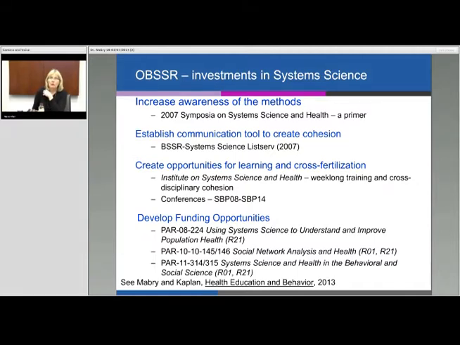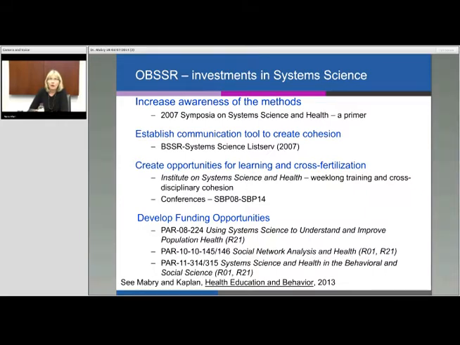So if you're at all interested, and you're a person who has the content area background, I strongly recommend you try to find somebody who has the system science background. The way to do that is to go to conferences. SBP is Social Computing, Behavioral, Cultural Modeling, and Prediction. I have another slide later that talks about the one that's coming up in 2014. It's in a few weeks.